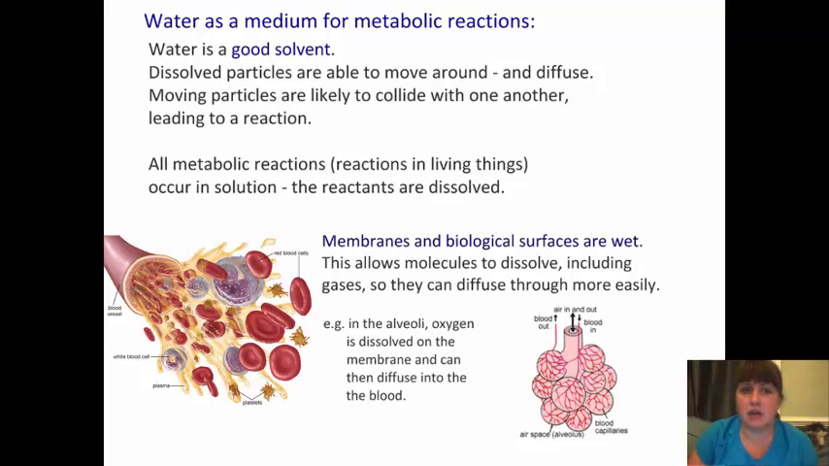So as stated, dissolved particles can diffuse through membranes and biological surfaces. This is because they are wet. Because they are wet, this allows the molecules to dissolve, including gases to dissolve, so that they can diffuse through the membranes more easily. For example, here in our alveoli, which are in our lungs, the oxygen is dissolved on the membrane and can then be diffused into the blood.